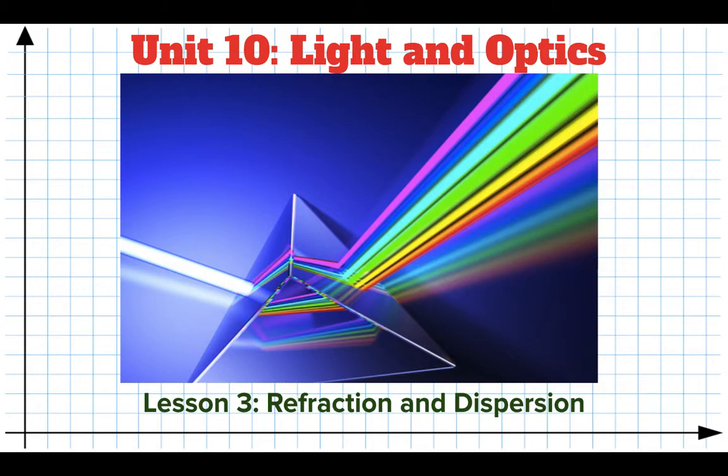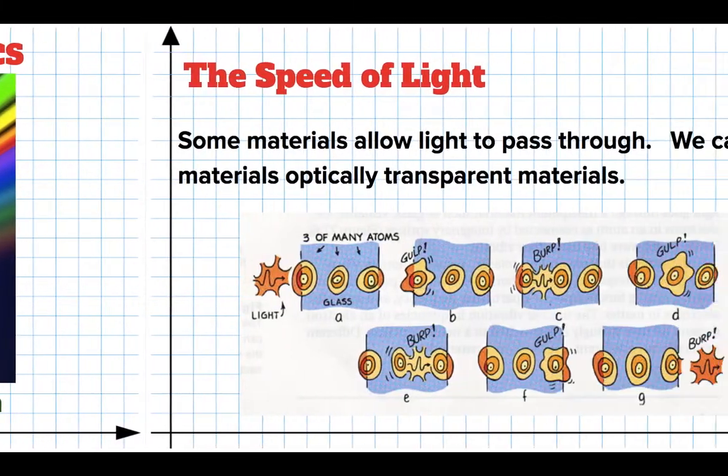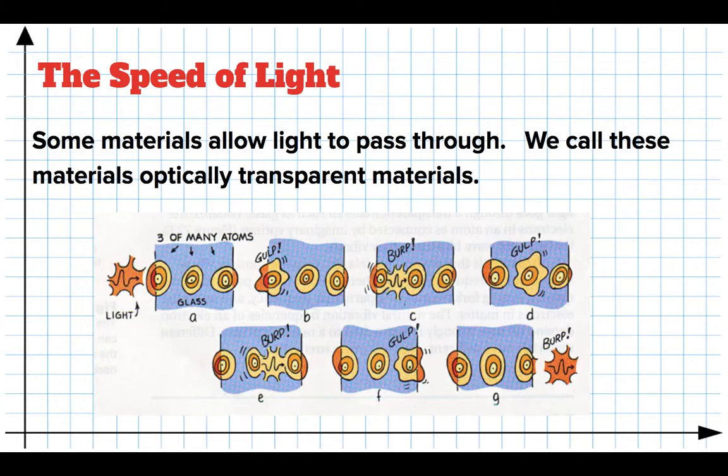So today we're going to talk about refraction and dispersion. When you think about a material that's optically transparent, so we would say it's clear, like glass, light can pass through glass. But what happens when it's actually in the glass?